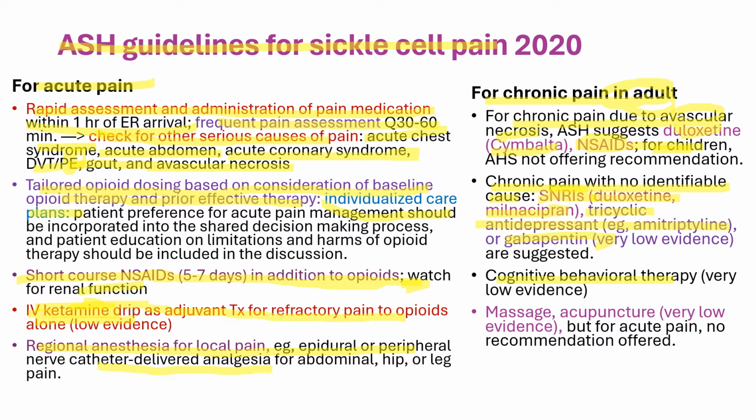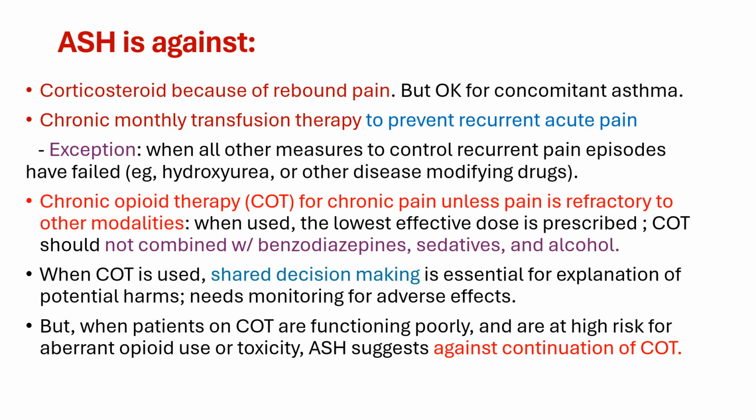Cognitive behavioral therapy is recommended at very low evidence. Massage and acupuncture can be given, which also has very low evidence, but not for acute pain. American Society of Hematology is against the use of corticosteroids because of rebound pain. In the beginning, it subsides the inflammation and pain, but later the pain comes back even more severe. But it's okay for concomitant asthma, then you have to use steroid.